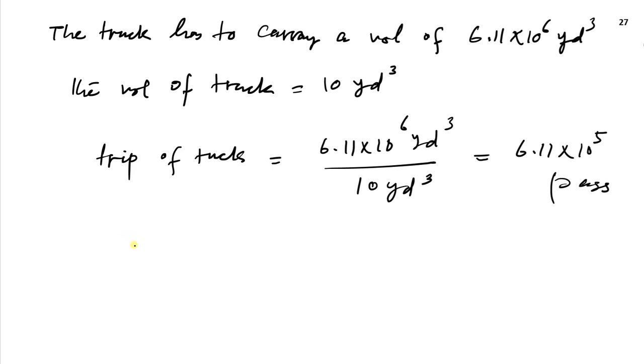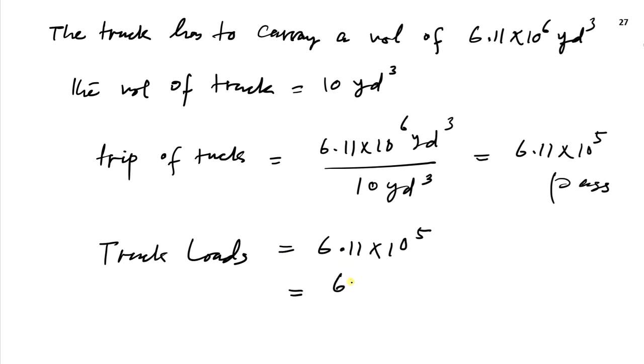So this is called truckloads. So truckloads is going to be equal to 6.11 into 10 raised to the power 5, which becomes 611,000 trips. So if we have just one truck, this truck needs to go 611,000 times to fill this dam. So definitely our trucks are going to be more than one.